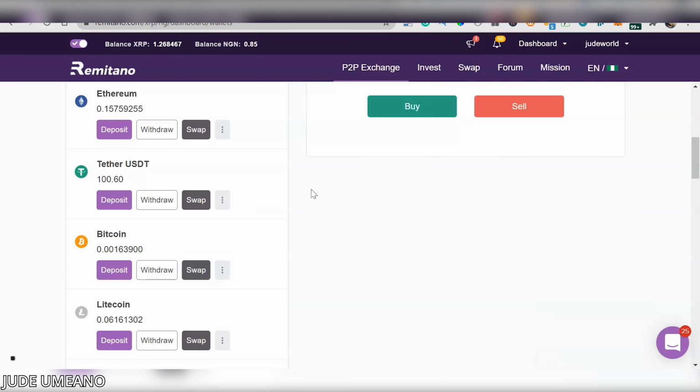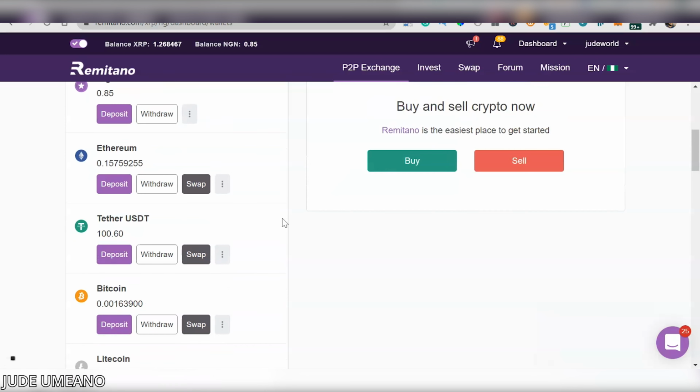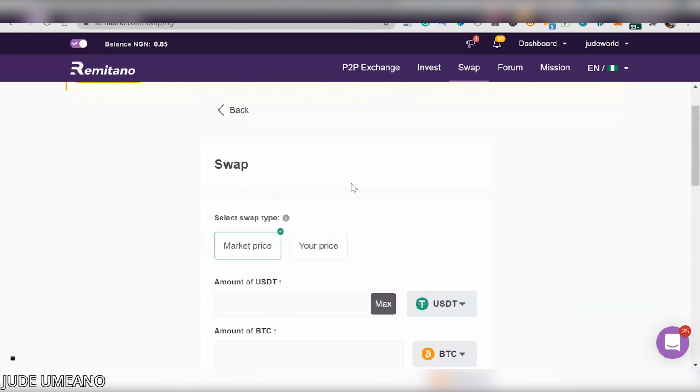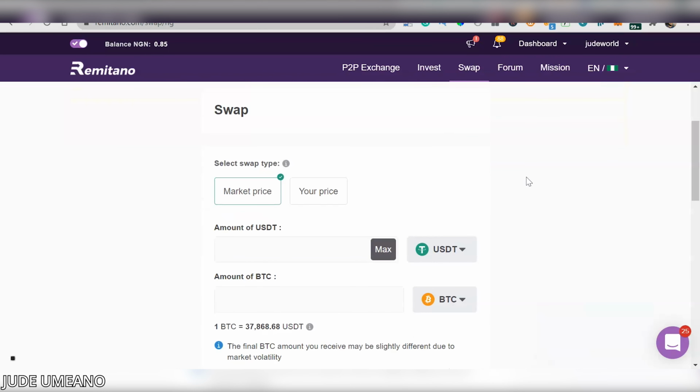So what it is saying is that I have USDT, now I want Ethereum, right? I can easily use the swap feature here to swap my USDT to Ethereum. Let me do that right away so you see what I mean. I'll just click on swap here. It will take me straight to the swap section.